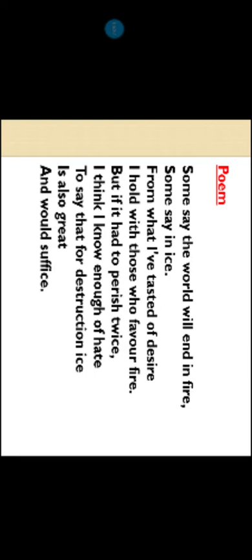See, again I'll read the poem. You see whether you understand something. Some say the world would end in fire, some say in ice. From what I have tasted of desire, I hold with those who favor fire. But if it had to perish twice, I think I know enough of hate to say that for destruction ice is also great and would also suffice.